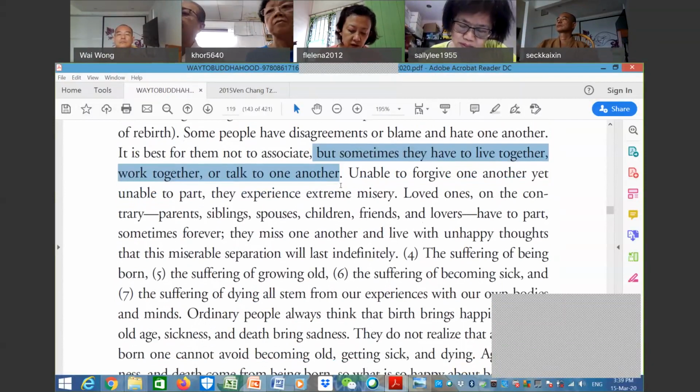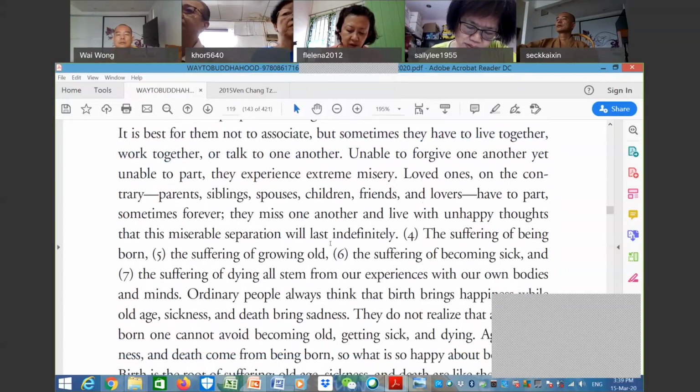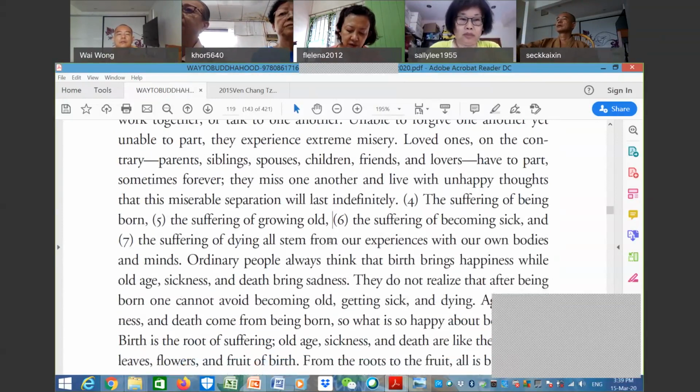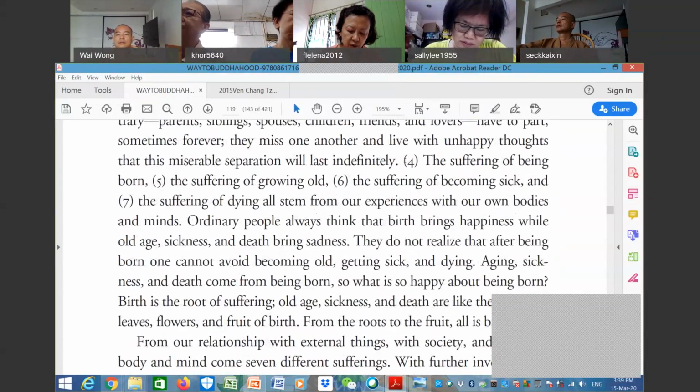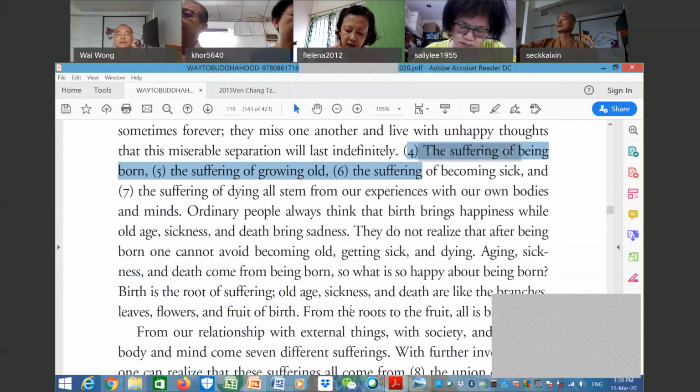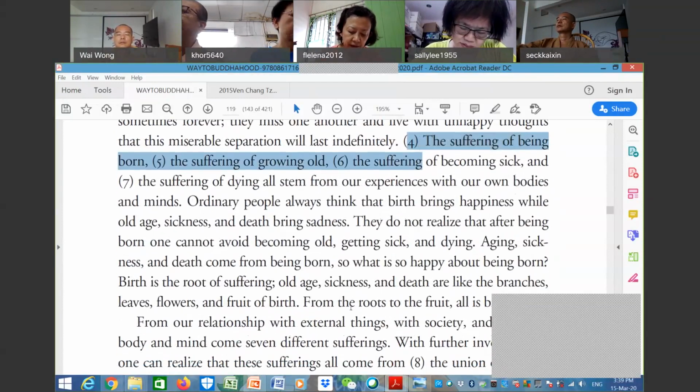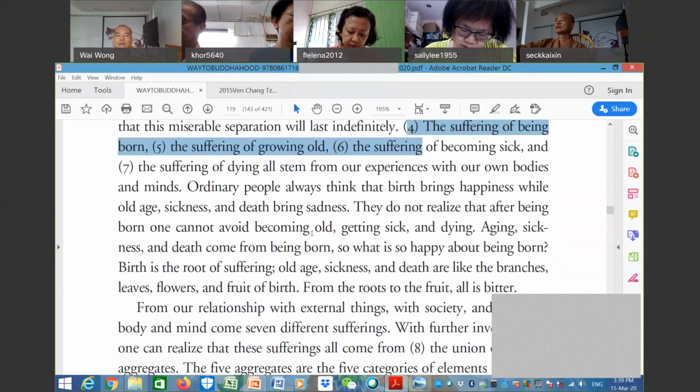Loved ones, on the contrary, parents, siblings, spouses, children, friends, and lovers, have to part sometimes forever. They miss one another and live with unhappy thoughts that this miserable separation will last indefinitely. The suffering of being born, the suffering of growing old, the suffering of becoming sick, the suffering of dying all stem from our experiences with our own body and mind.